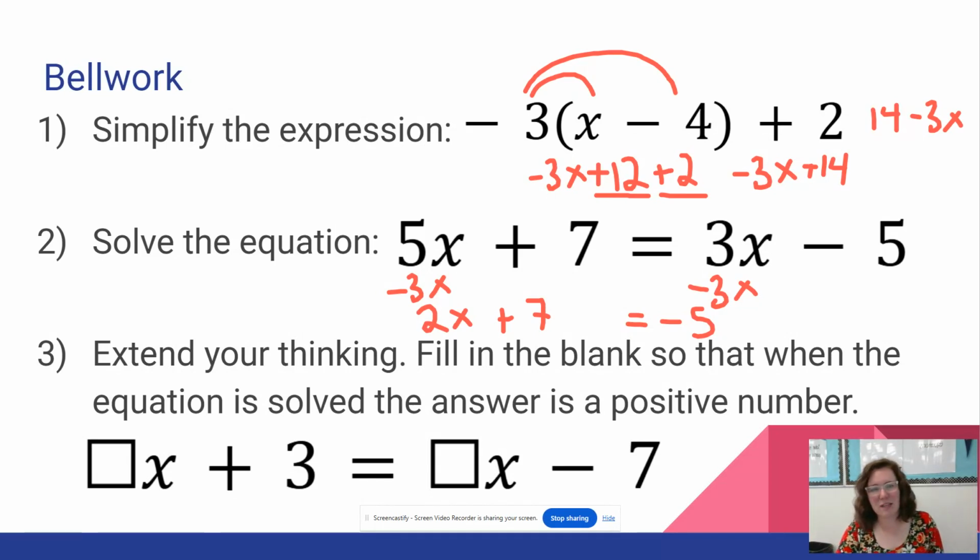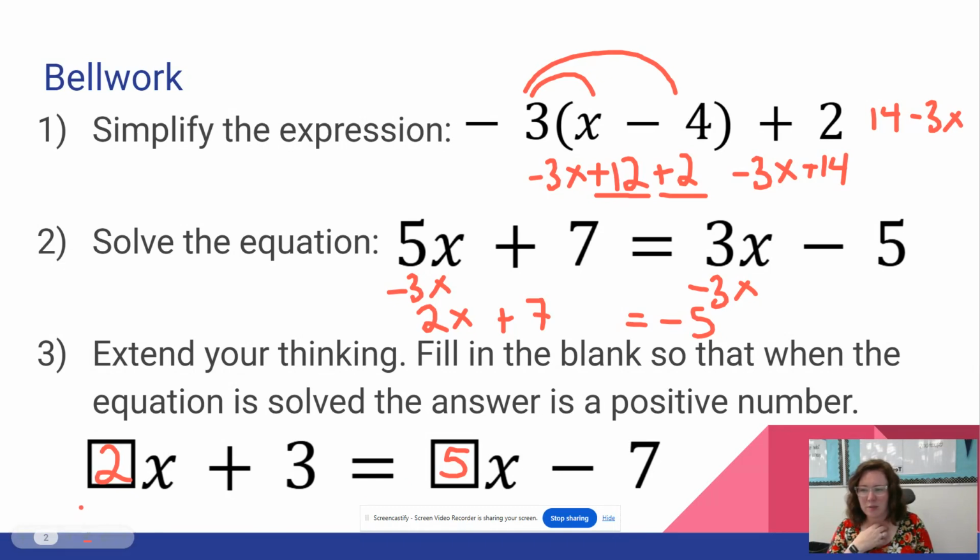Extend your thinking, fill in the blank, so that when the equation is solved, the answer is a positive number. Okay, so here's what we need to pay attention to: we could do a plus 7 on both sides, and that would give us a 10. So that means we need to make sure that this is the smaller number and this is the bigger number, whatever. I literally just made those up. I just made this has to be smaller and this has to be bigger.